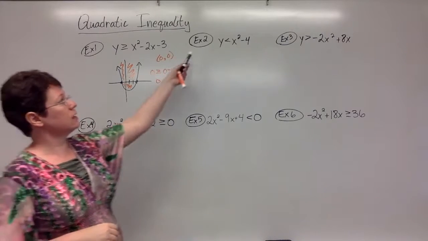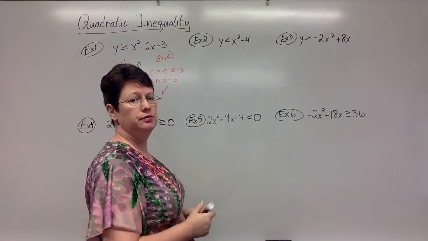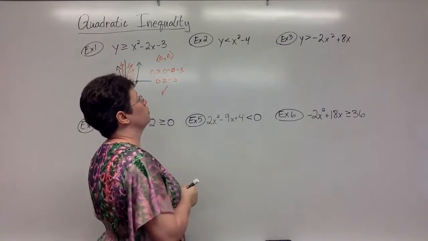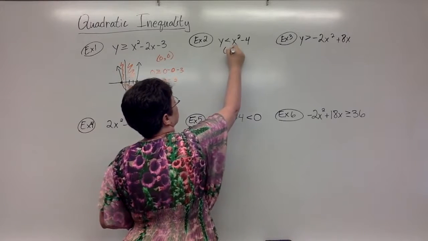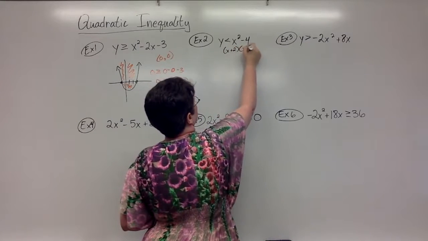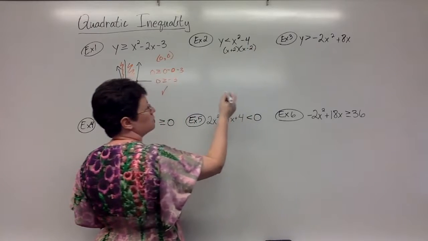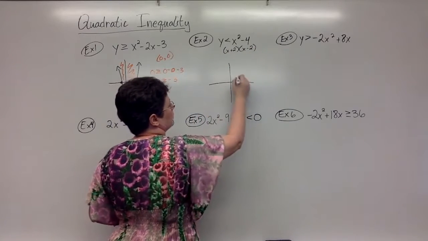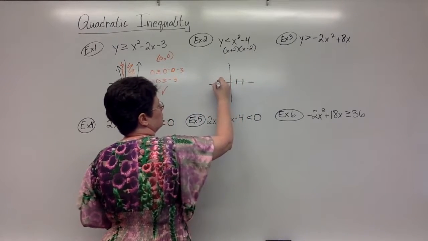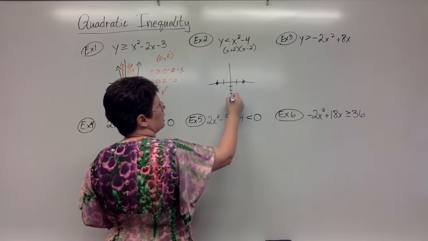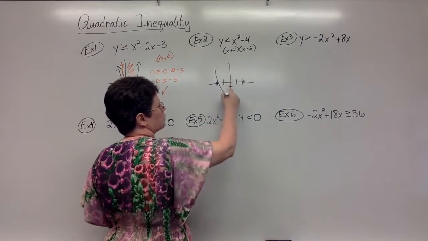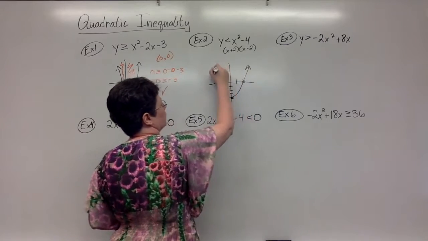Now, let's look at the second one. Where would my roots be? Well, I could factor this into x plus 2, x minus 2. That gives me my two roots. -2, +2.